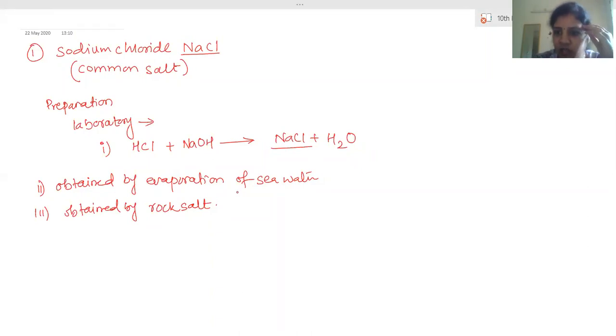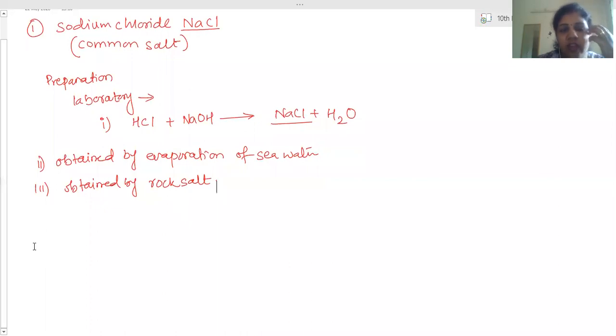Rock salt is brownish or pinkish in color. We generally use it at home; if you check with your mother, she will tell you this is rock salt. Rock salt is impure salt, not only common salt, but it has more sodium chloride along with other salts whose ions are necessary for our body. So it is generally considered healthy, because along with common salt we get other minerals which are important for our body. These are the three ways by which we can obtain sodium chloride.